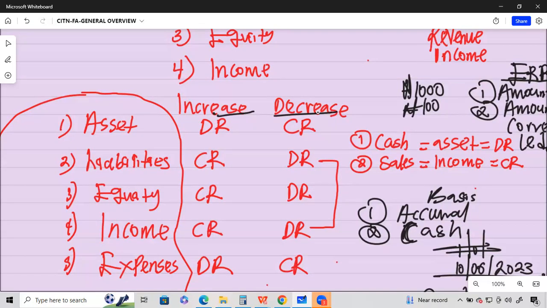Don't forget the principle of double entry. The principle is saying that for every debit, there will be a credit. Every accounting transaction has two poles. That's what we call the duality concept. The duality concept says that there's a debit and there should be a credit. If you debit one account, you should also credit another account.